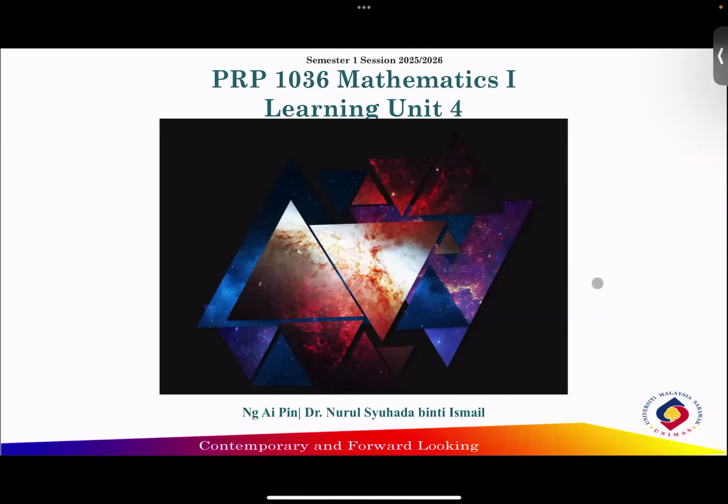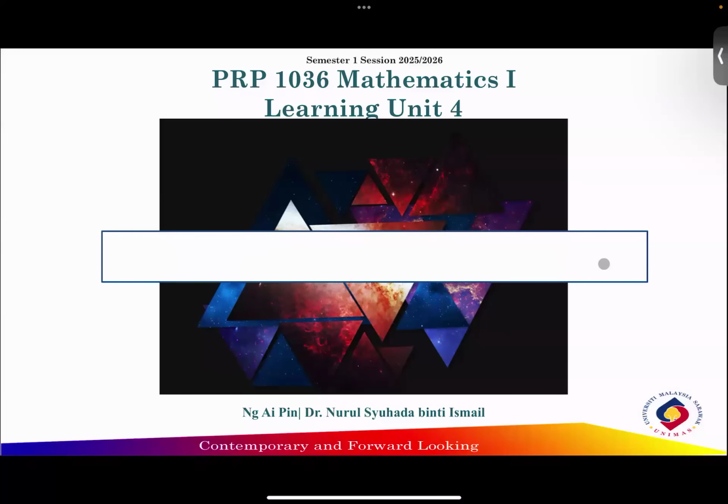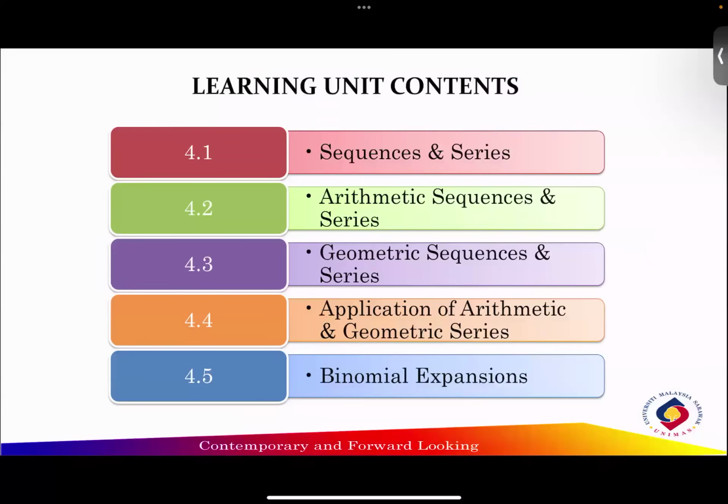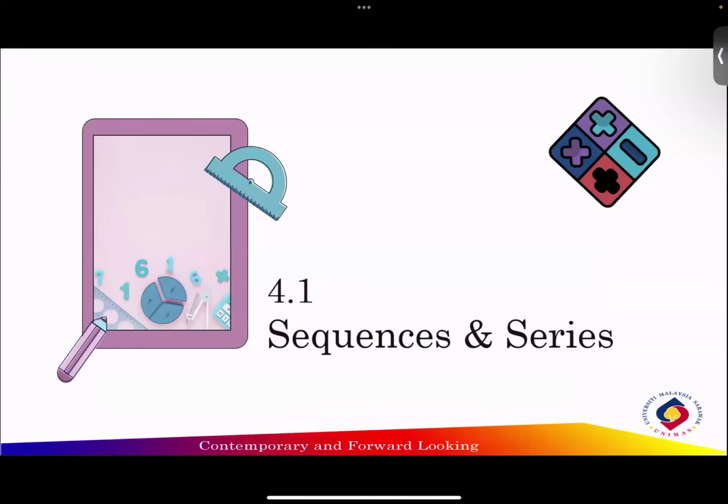Today we are going to learn LU4. The title is Sequence and Series. So within our learning unit contents, we will include 4.1 to 4.5. For this session, we will focus on sequences and series, 4.1. So what is sequences and series?